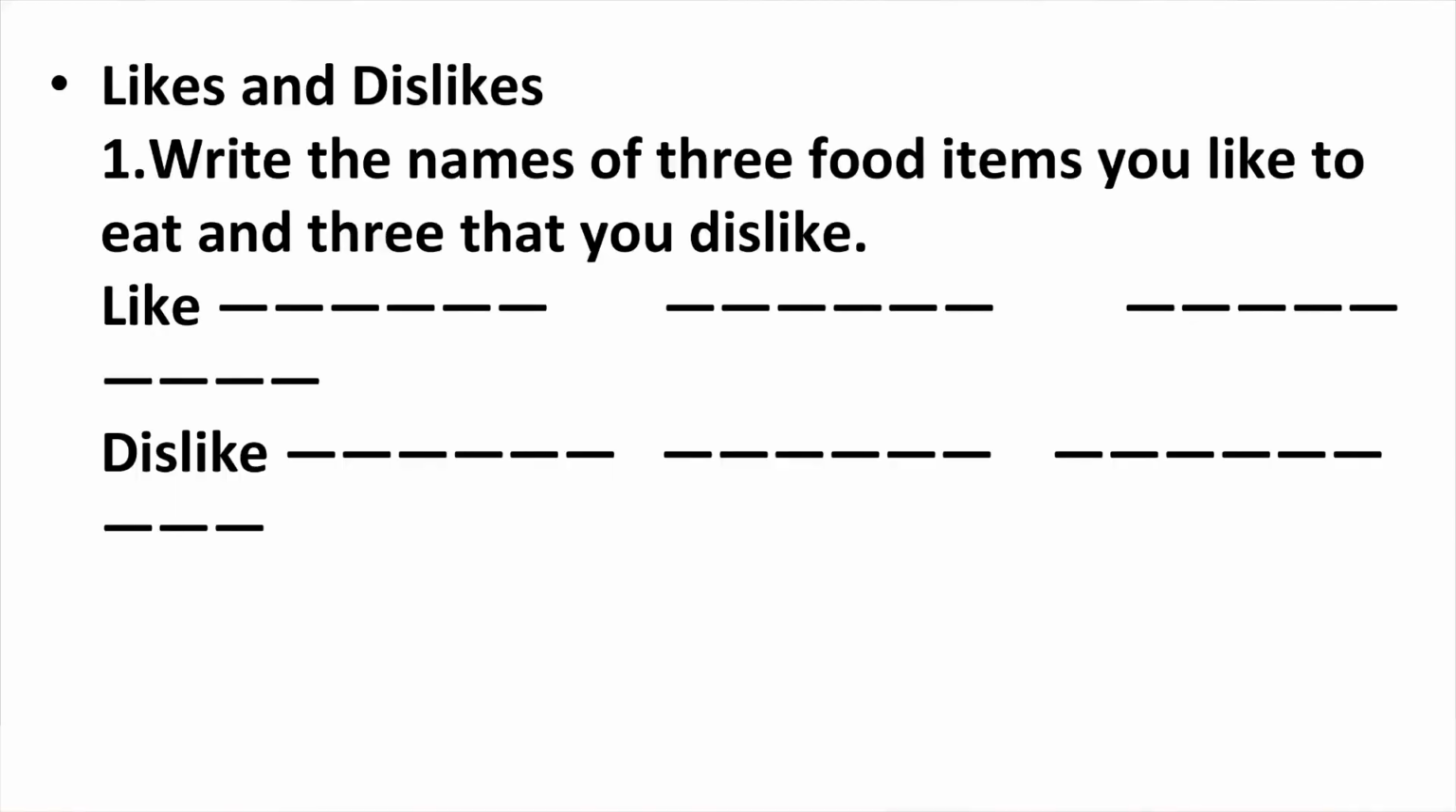With this, we are on to the part of likes and dislikes. Now try to write the names of 3 food items that you like to eat and 3 that you dislike. So students, the food items that I like are biryani, jalebi and samosa. And some of the food items that I dislike are khichdi, pumpkin and porridge. Now you can also write your favorite and your disliked food items in your notebook. Take the help of your parents, students.